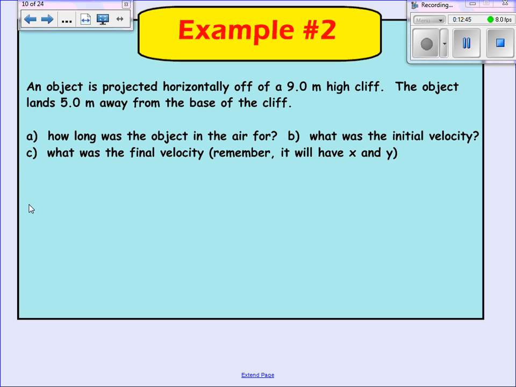So let's first draw a picture, just like I did before. This problem is a little bit different based on the information it gives me. I know this object is fired off horizontally. I know the cliff is 9 meters high. And I know the object lands 5 meters away. So the object takes a pathway that looks like that. Now I'm going to go ahead and make my XY table.